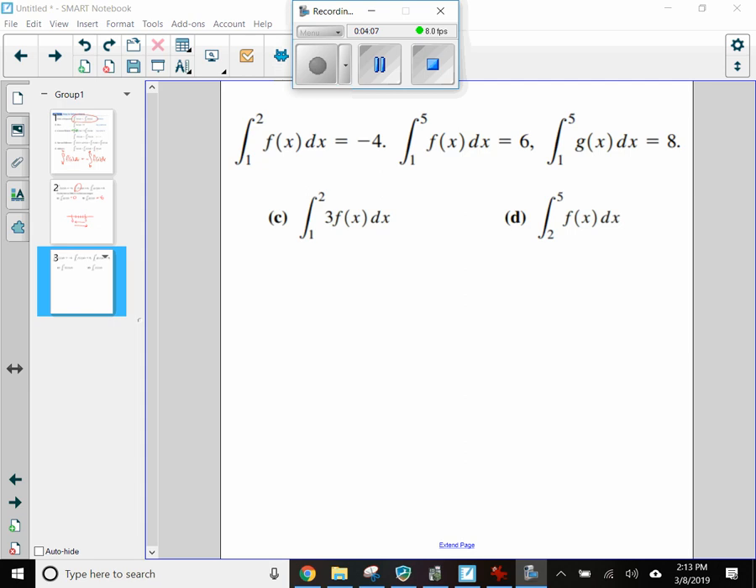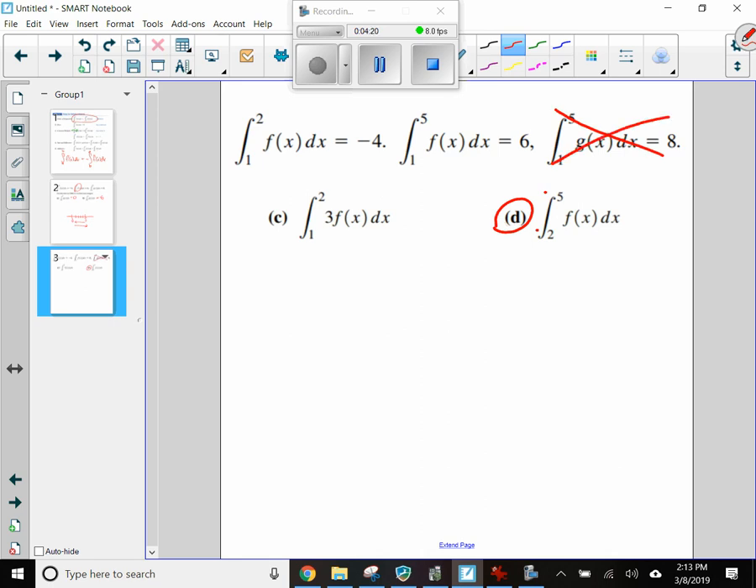This next one, B, gets a little bit trickier. It's asking for the integral from 2 to 5 of f of x dx. So I know I'm not going to be using this over here because that has a g of x in it. But over here I have it from 1 to 2, and over here I have it from 1 to 5. There's a couple of ways I can look at it. One is to think of it, again, on a number line. So here is 1, let's call it 0, 1, 2, 3, 4, 5. All right, that's as far as we're going here.